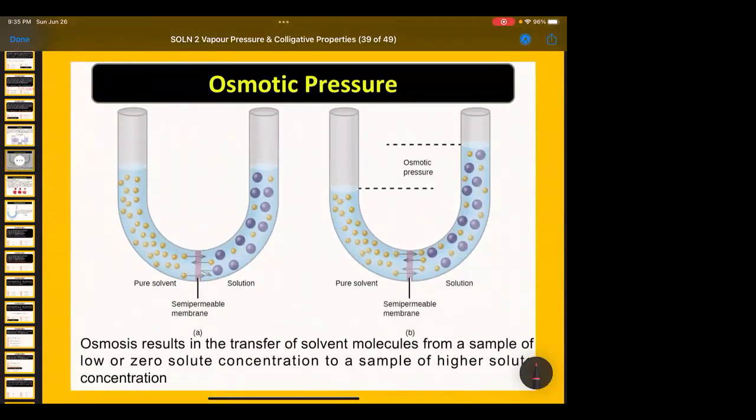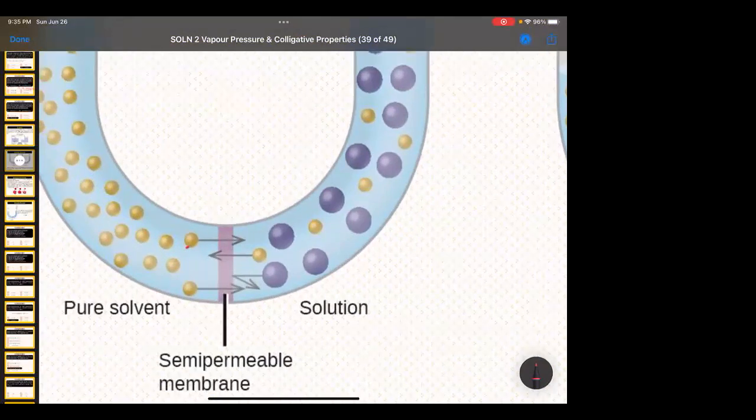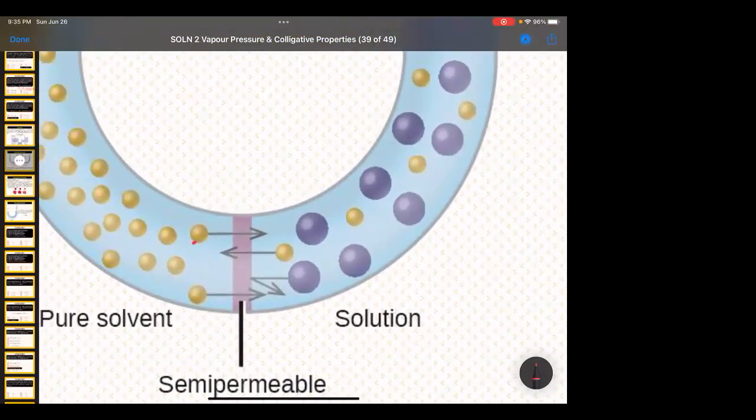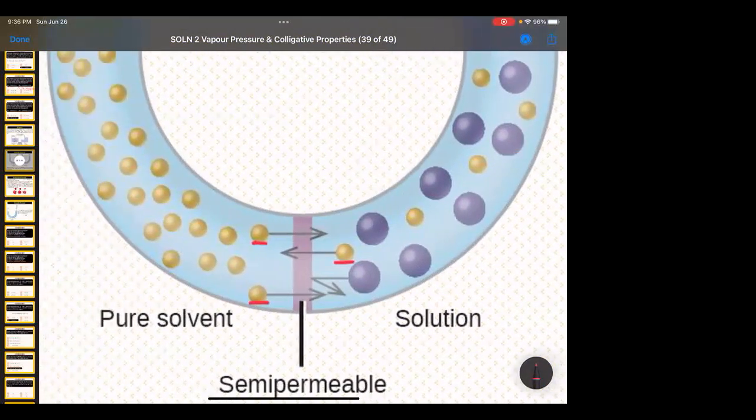So on this side, pure solvent means more collisions are there. You can see these yellow molecules. There are two molecules just for the sake of representation, and here there is only one. These are the solvent molecules. The solute molecules, these blue ones, are very big. They cannot pass through the semi-permeable membrane, so they are hitting more strongly. That's why the water is going to move towards this side.